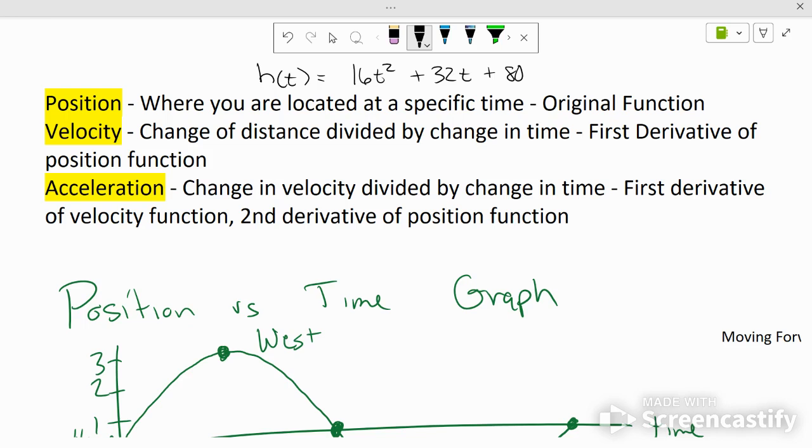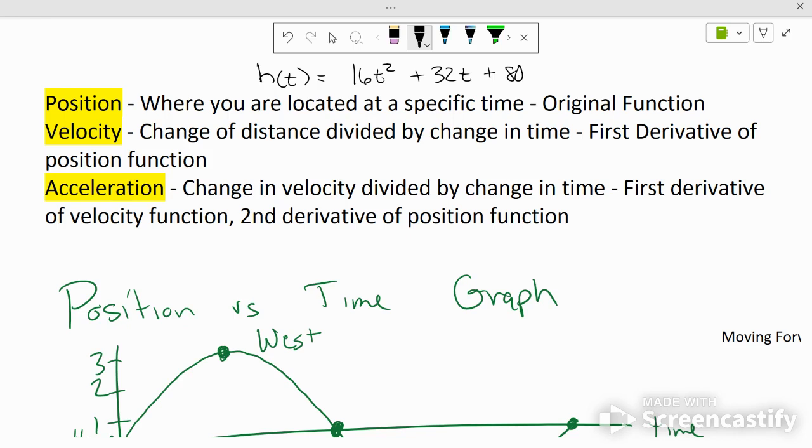Most of the time it's distance, but it could be a change of something else. So the change in distance divided by the change in time. That's the first derivative of the position function. So you have position, and velocity is the first derivative of position.